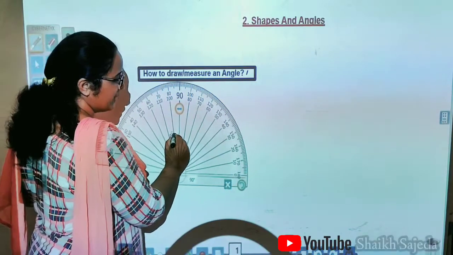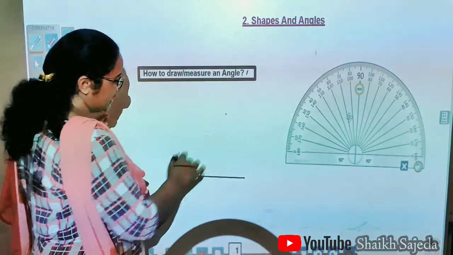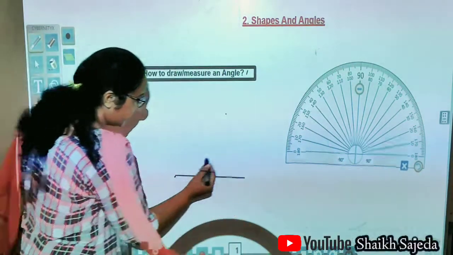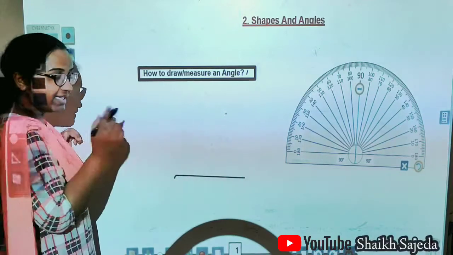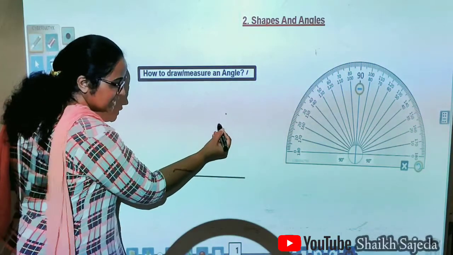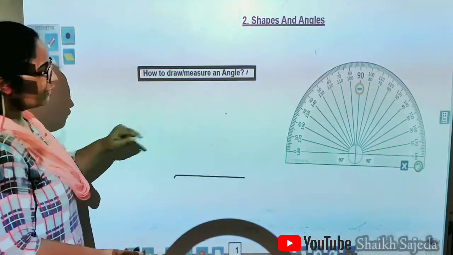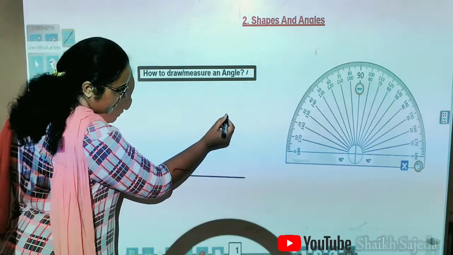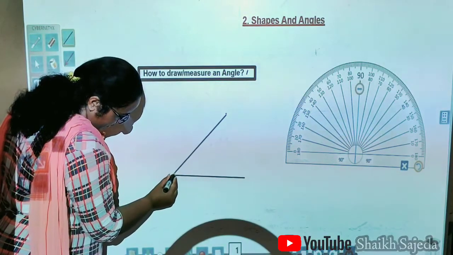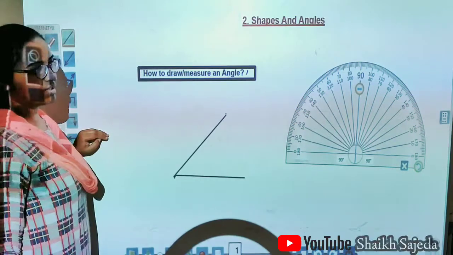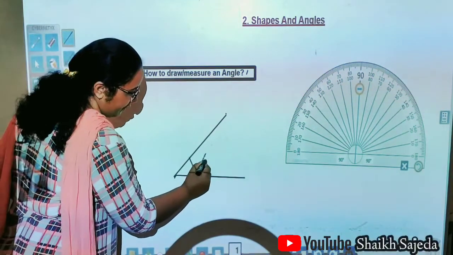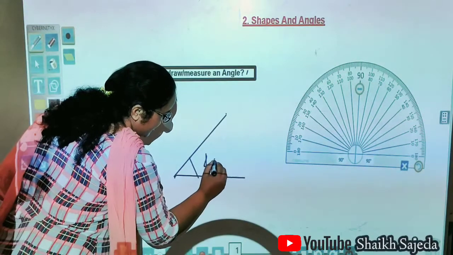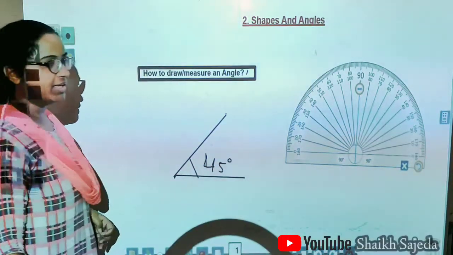Now remove this protractor from here. We'll keep it aside. Now you can see that we have started from here. This point must be here at this point. It is necessary. Why? Because we have to join these two points that form 45 degrees. So here I will draw a line to join this point to this point. This angle is of 45 degree.